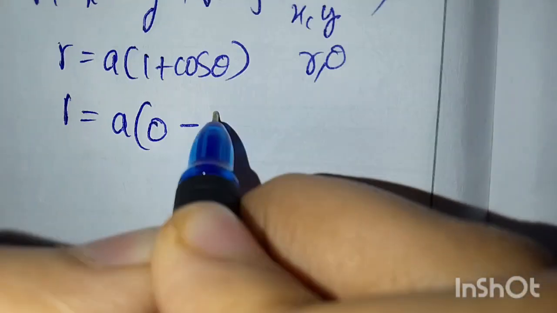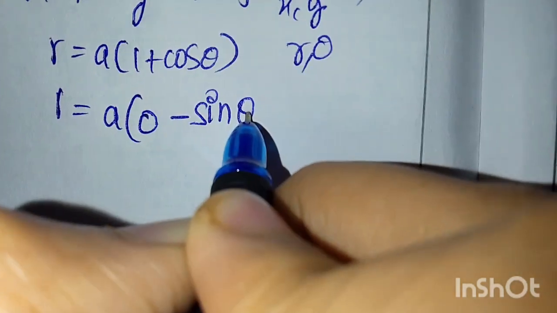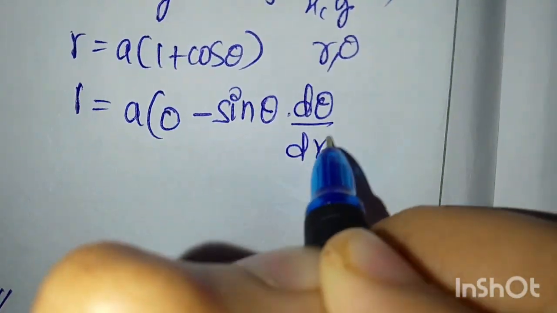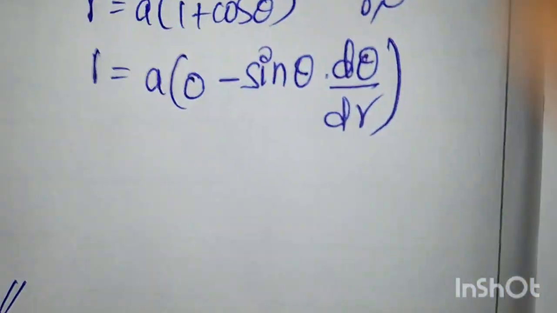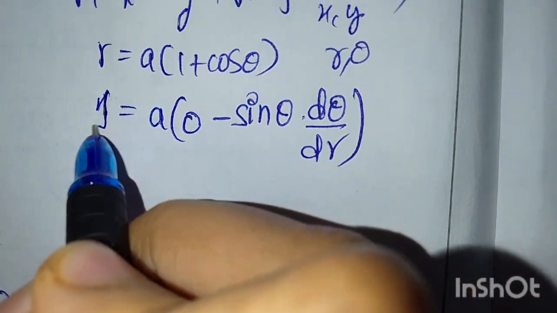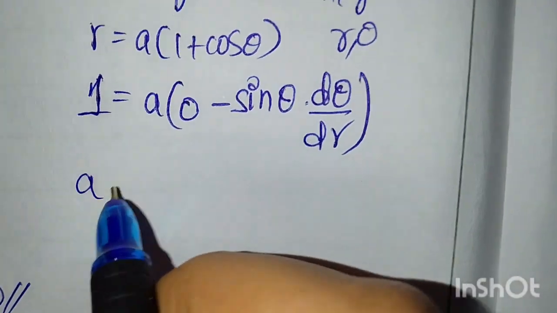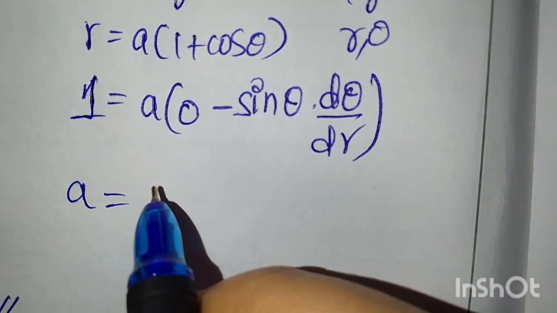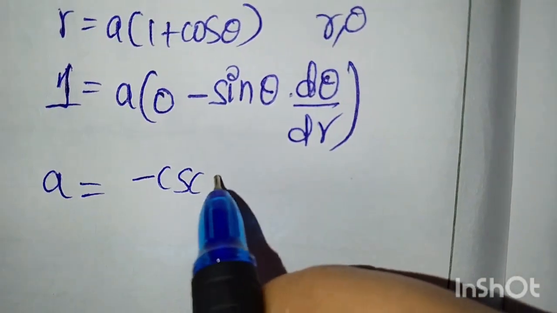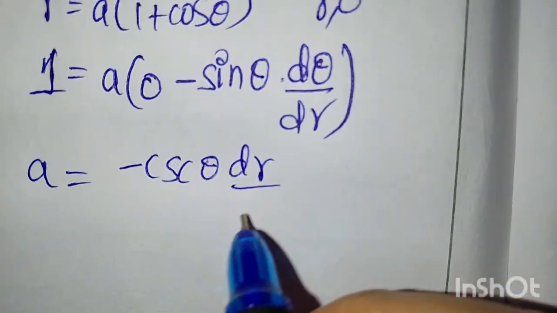Because with respect to r, this will become d theta by dr. You can differentiate with respect to r or with respect to theta. Now the value we got is 1 by sine theta, cosecant theta, so minus cosecant theta dr by d theta. Now we will substitute the value in the question.